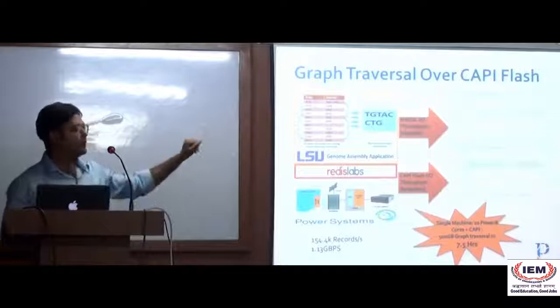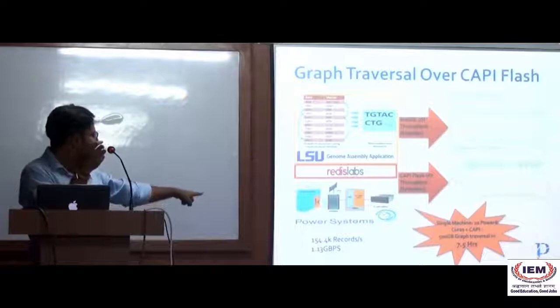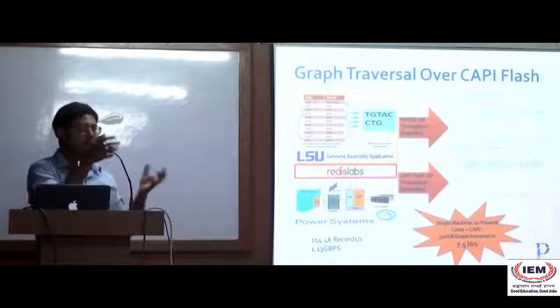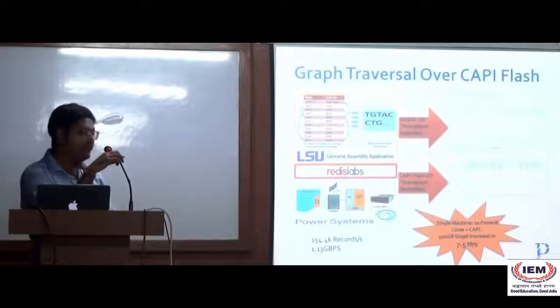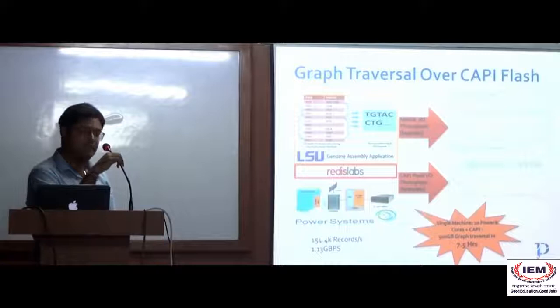So here are some results in terms of throughput or I/O bandwidth. For example, it gave us like 154.4K records read, and write throughput was like 154.4K records per second. And in terms of gigabytes per second, it was 1.13 gigabytes per second, which is not very common in the normal HDD or anywhere.